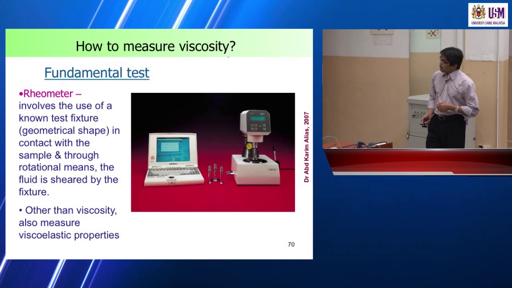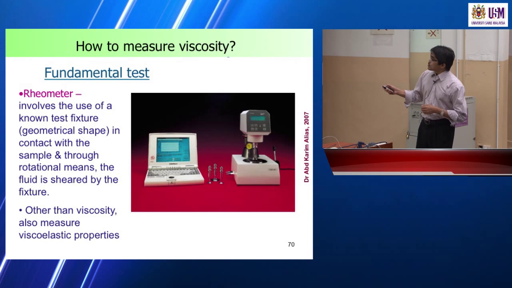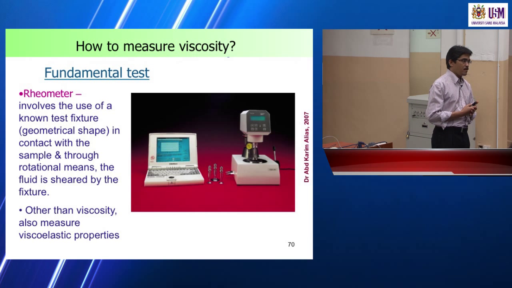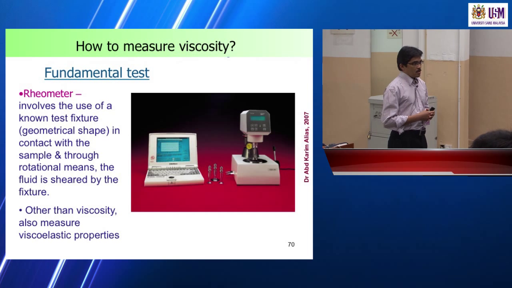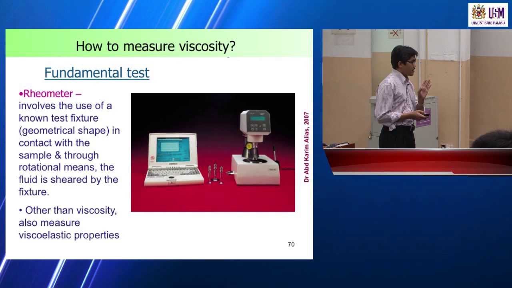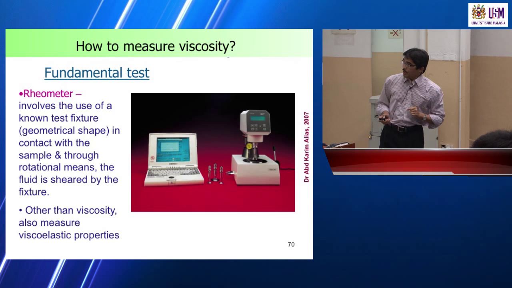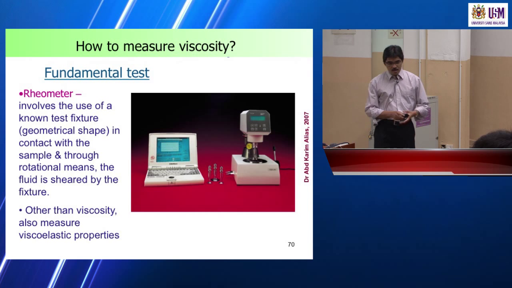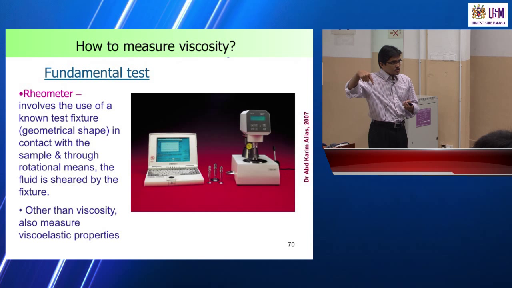So to understand or to characterize the flow behavior of any type of product, or any type of sample, we can use a rheometer or viscometer. So basically, we put the sample there. Then we can start from zero shear stress. Then we increase the shear stress.